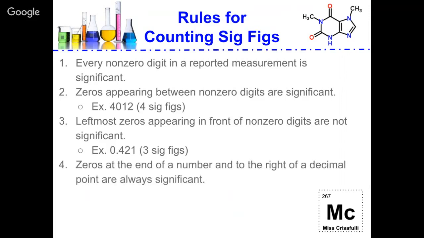Zeros at the end of a number and to the right of a decimal point are always significant. So if we were to look at this example, 1.010, that has 4 significant figures. That 0 in between the two ones is significant because it's captured between the two ones. And the 0 on the end is at the end of the number, and it's to the right of a decimal point, so that's significant as well.